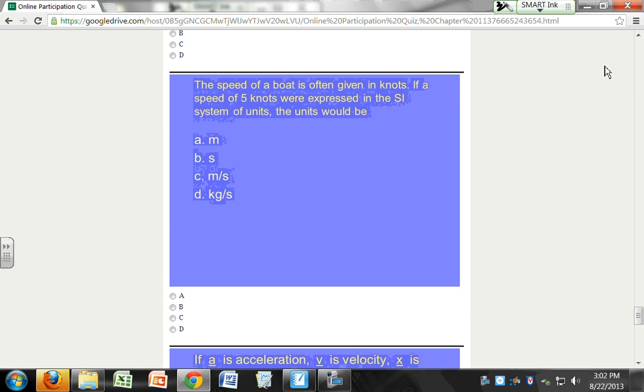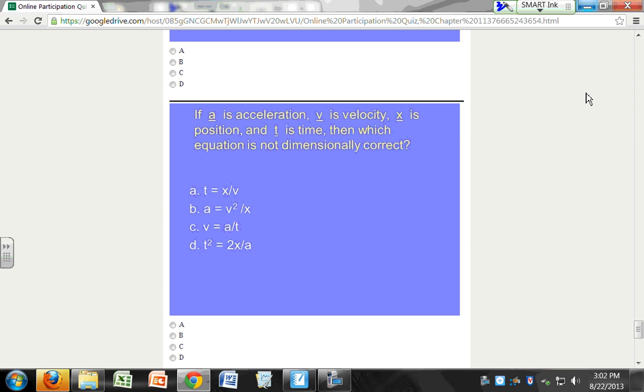The speed of a boat is given in knots. If it were in the SI system of units, it would be in meters per second. That's SI units, meters per second. If A has acceleration, V is velocity, and X is position, and T is time, then which equation is not dimensionally correct? So I just want to test each of these.